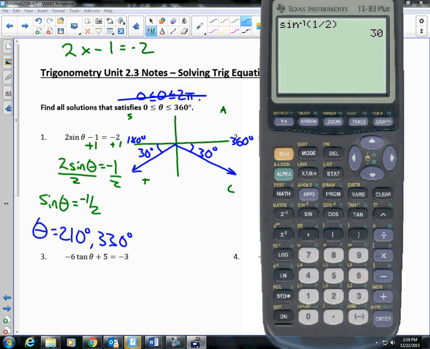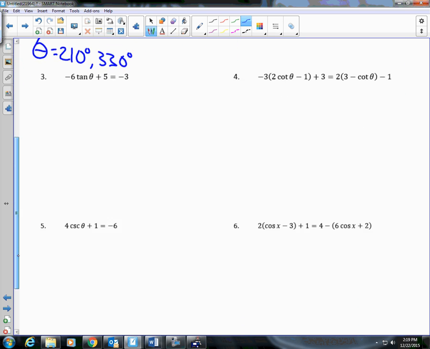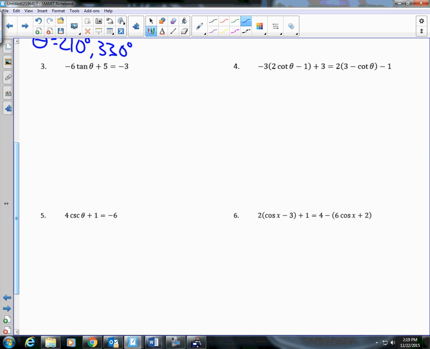So when we practice, we're going to do 6 examples here. You'll get pretty good at it. We're going to jump to number 3, then we'll go back to 2. What do you think I do first here? Minus 5, negative 6 tangent of theta is equal to negative 8. Now, divide by negative 6. Tangent of theta equal to 4 over 3.